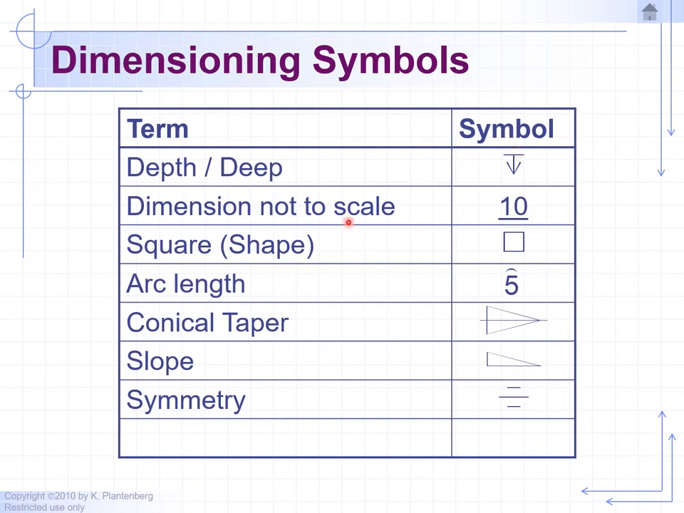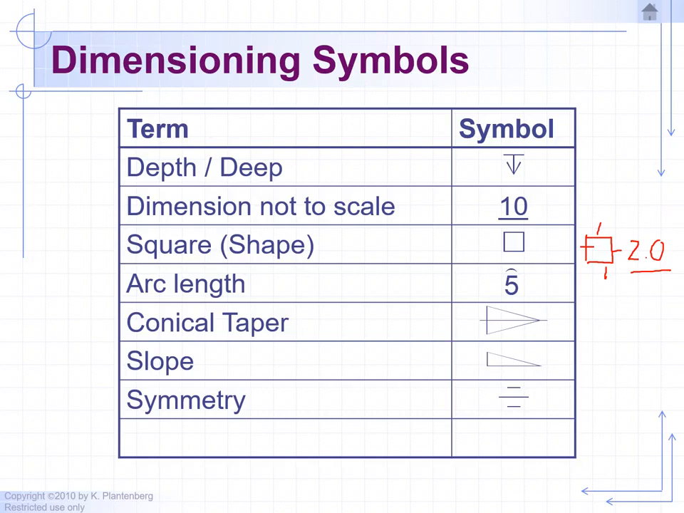Okay, when a dimension is not to scale, you underline the dimension. If you're dealing with a squared shape, you can call it out as a squared shape. And you can say 2 inches, for example. So that indicates that all 4 sides are 2 inches in length. So it's giving you a squared shape. And obviously, since it's squared, it's going to have the same length for all 4 sides.